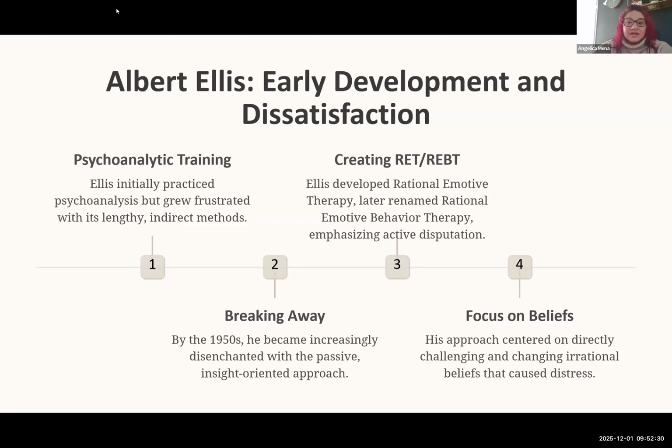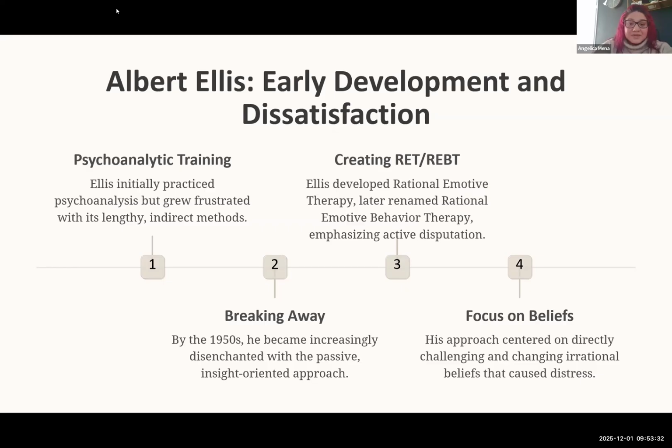Okay, so let's start off with talking about Albert Ellis and his early development and his dissatisfaction with therapeutic models of the time, such as psychoanalysis. He was actually trained in psychoanalytic theory, and he was an analyst himself for a period of time in his early clinical work, but he realized that it was such a lengthy process, and he thought that a lot of the steps in psychoanalysis weren't necessary. For example, it's not necessary from his perspective to explore childhood experiences and unconscious material, and that this wasn't producing change quickly enough, and that there were other strategies that could be used.